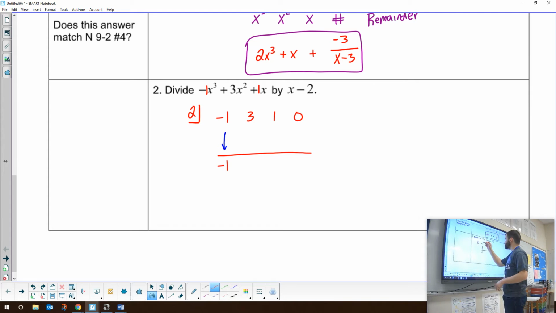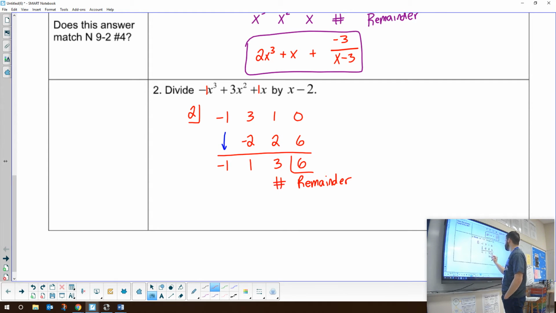So we're going to go 2 times -1 is -2. 3 plus -2 is 1. 2 times 1 is 2. 1 plus 2 is 3. 2 times 3 is 6. 0 plus 6 is 6. So remember, this is my remainder. Right? Number 6 is my remainder.